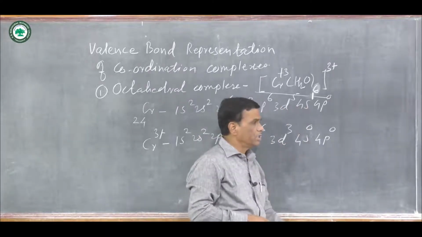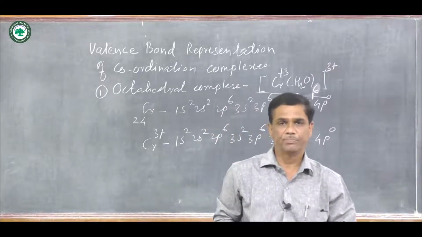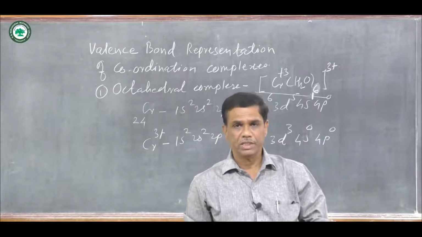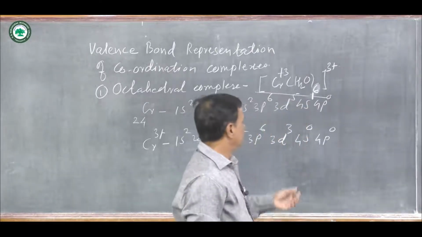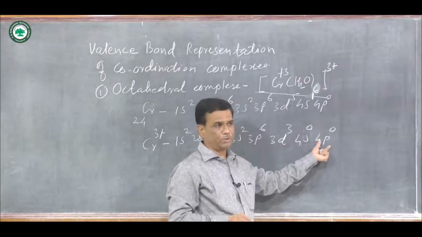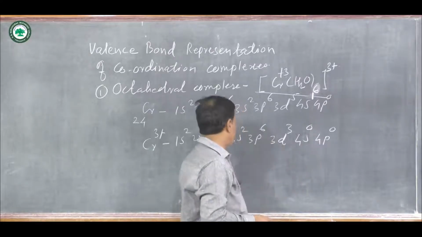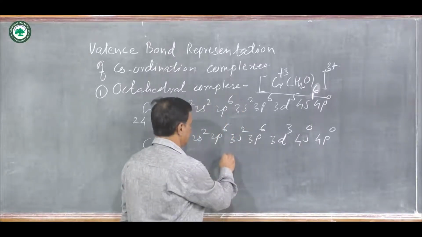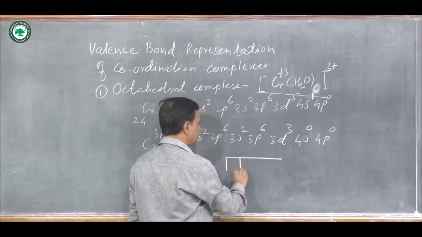You know that there are 5 types of d orbitals: dxy, dxz, dyz, dx2-y2 and dz2. The 4s orbital is a single orbital, and there are 3 p orbitals: px, py and pz. These orbitals are represented by a box diagram. This is the box diagram.